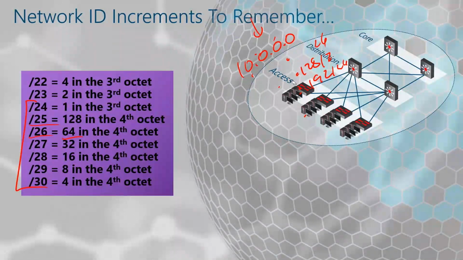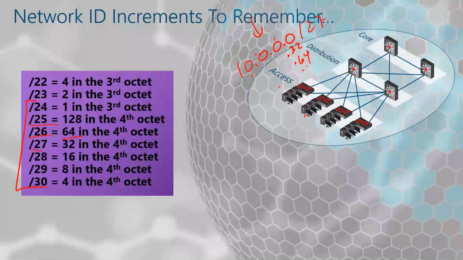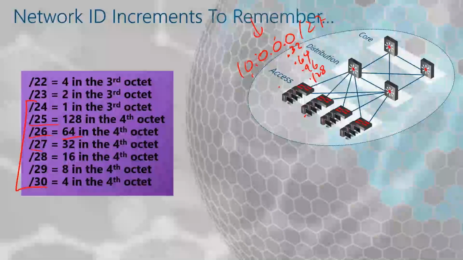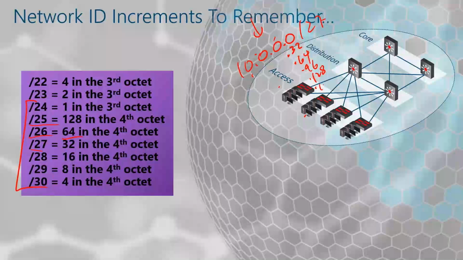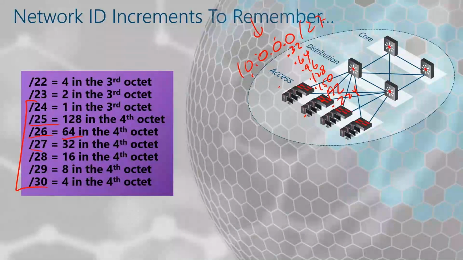Take it a step further and let's go with /27. What are you counting by? You're counting by 32. So then you got 32 as the next network ID. And after that, you got 64. Then you got 96, and then you got 128, and then you got 160, and then you got 192, and then you got 224, and then it's 1, 2, 3, 4, 5, 6, 7. That's all of them in that case.